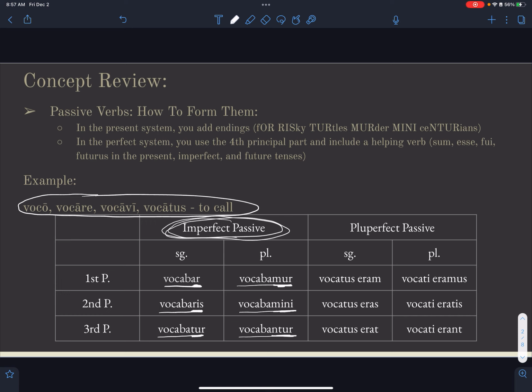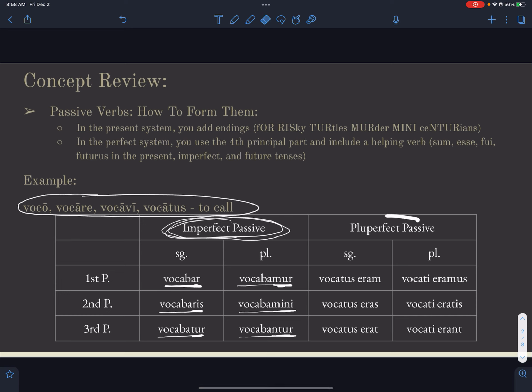Passive voice means that the subject is receiving the action. Like vocabar, I was being called. I am the one being called. I'm receiving the action, which is different from the active voice, right? I was calling you. I am doing the calling, but someone else is getting the action of that. That's active versus passive. Does this bring back to mind what we need? Just making sure you're not still reading.